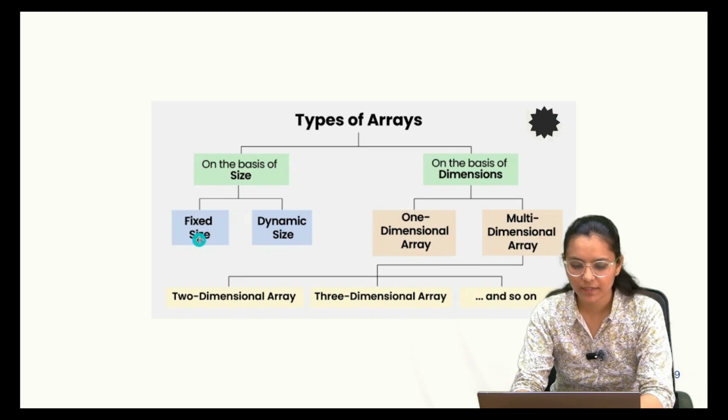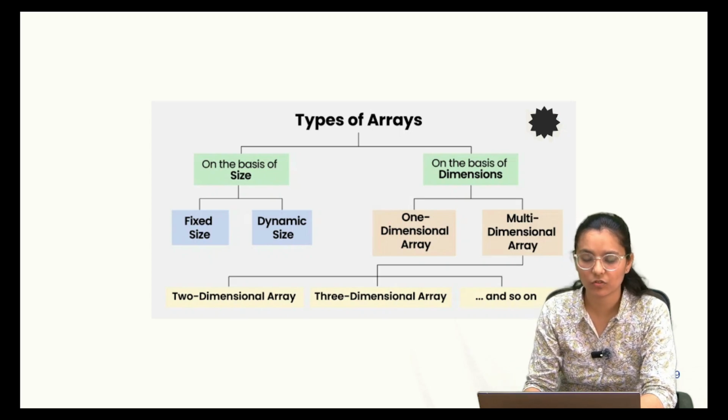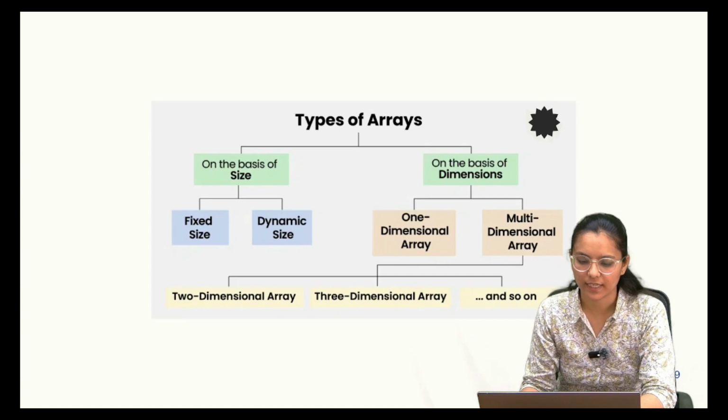For the fixed size, for example, int array 5. If we give the int array size 5, it can store only 5 values. And in the dynamic size, for example, the size can change during the program. In Java, there is an example like ArrayList. In the ArrayList, we can change the size during the program, so it is called dynamic size.